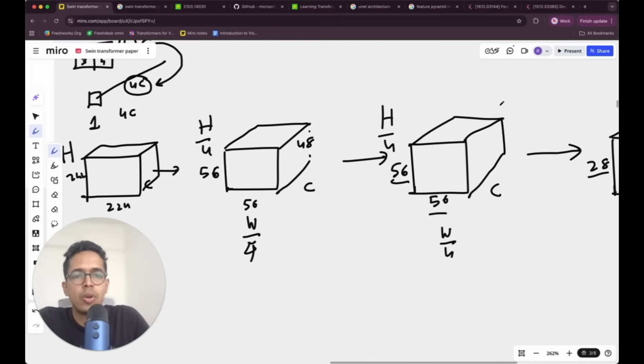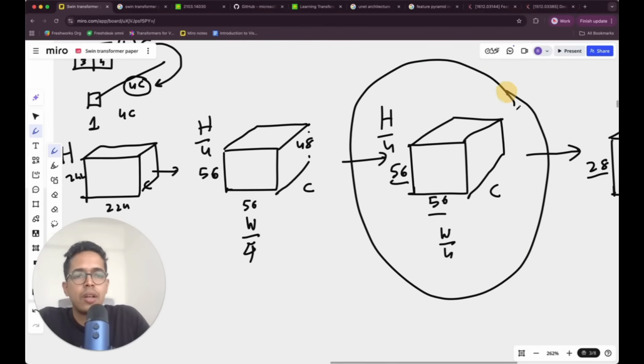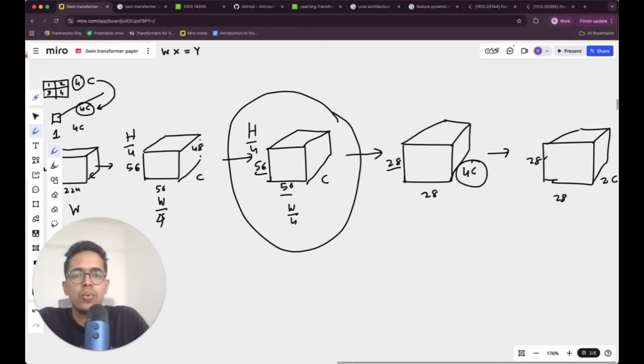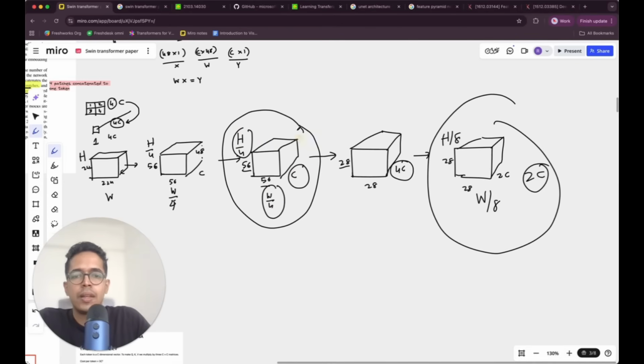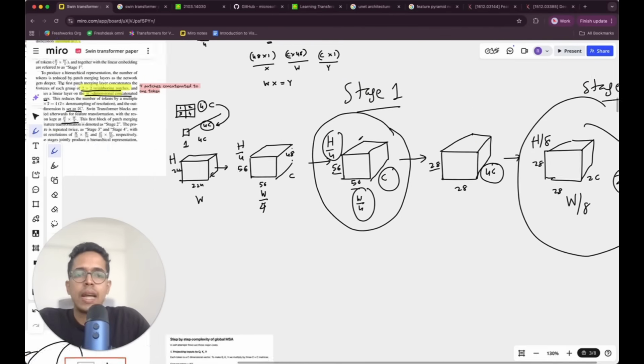And this is what went through the stage 1 of the transformer. Then what goes through the stage 2 of the Swin transformer is this. This is H by 8, W by 8 and 2C. And this was H by 4, W by 4, C. So this goes through stage 1. This goes through stage 2. So this is what happens in Swin transformer.